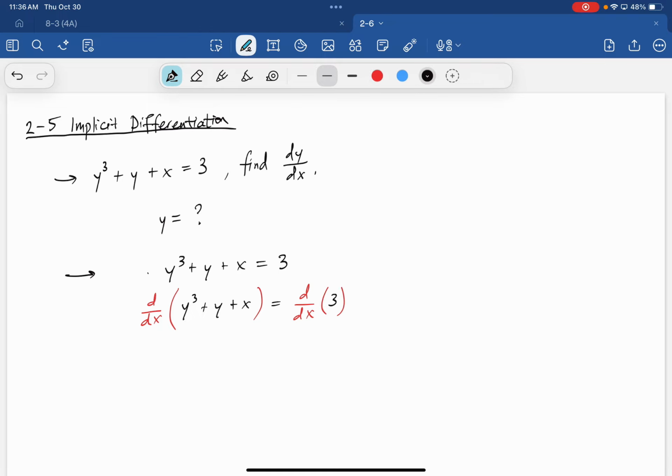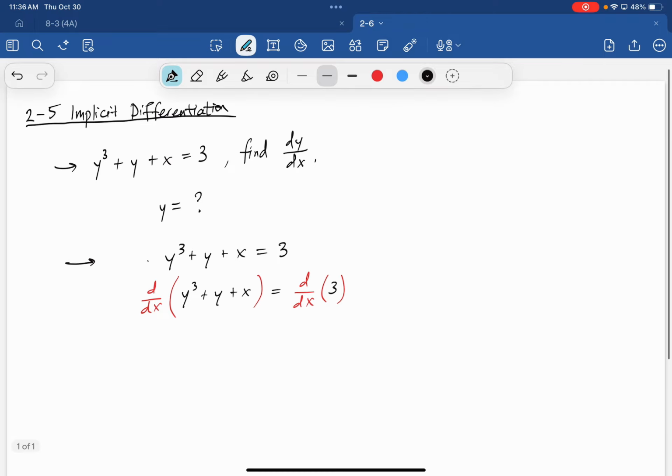Okay, so what is the right side? Anybody? 0. Very good. It is 0 because 3 is just a constant, so the derivative is 0. So you just take the derivative of both sides. And then we're going to try and solve for dy dx when it pops up. You didn't solve the left side, though. Not yet, yes.